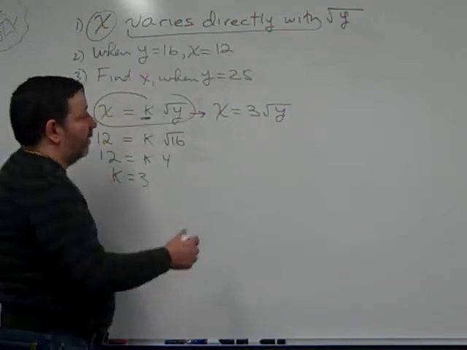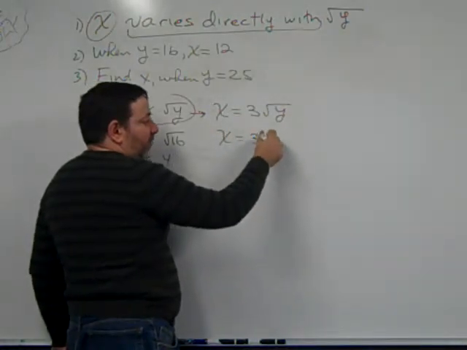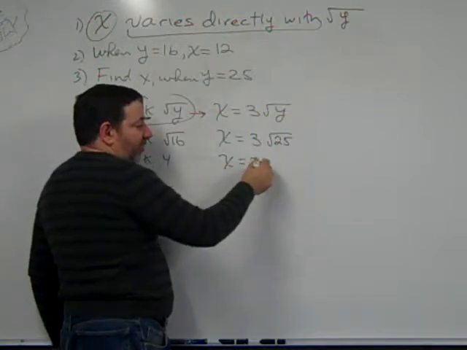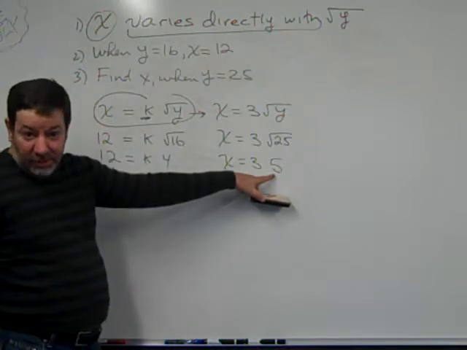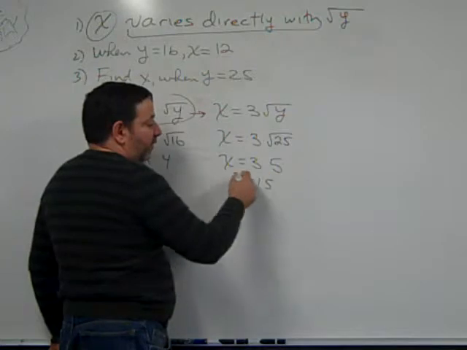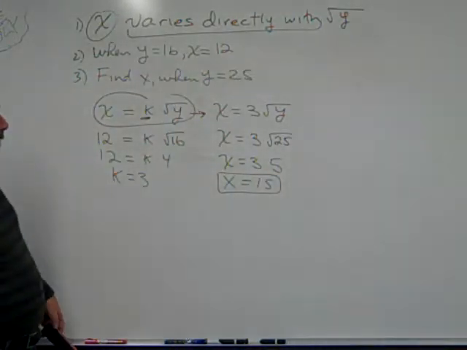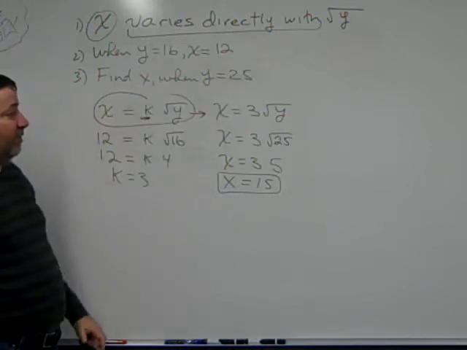So find x when y is 25. So x is equal to 3 times the square root of 25. Personally, that is how I write the square root of 25. 5. And 3 times 5 is 15. That's the answer. When y is 25, x is 15.